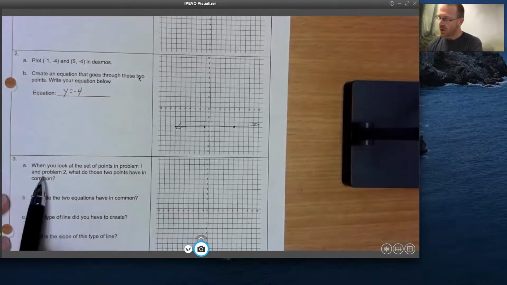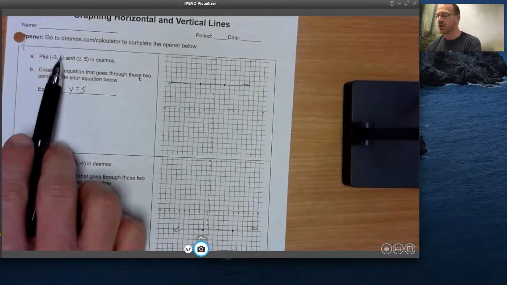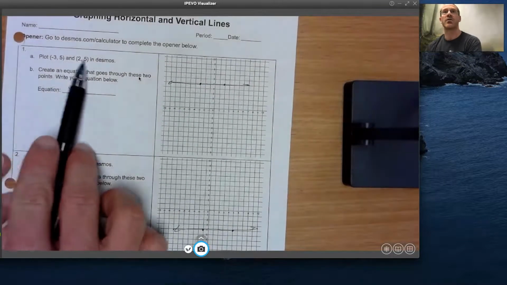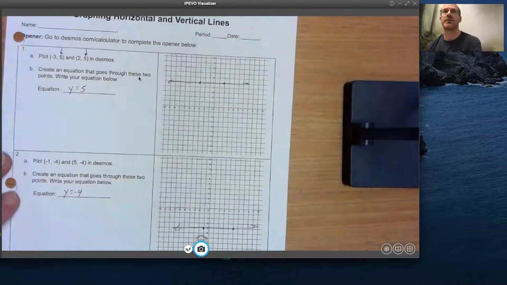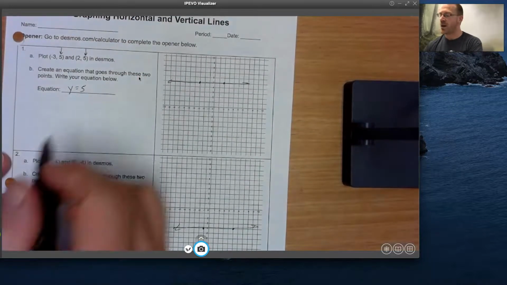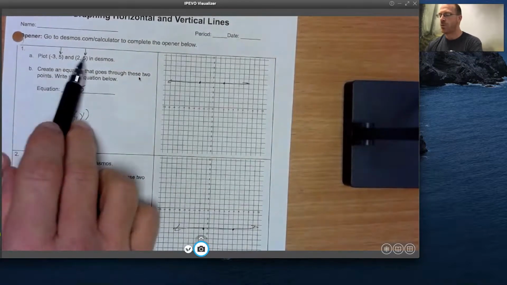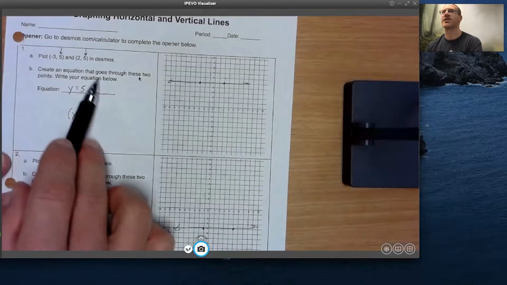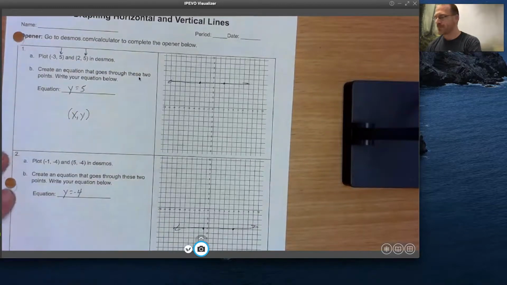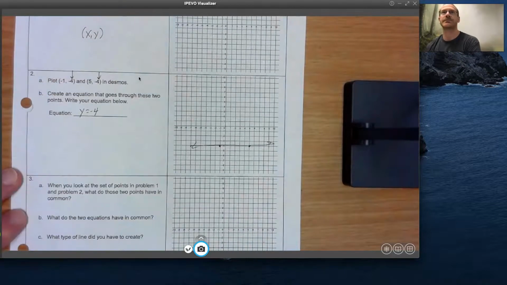So now when you look at the set of points in problem 1 and problem 2, what do those 2 points have in common? So let's go back up here. When you look at this, what do these 2 points have in common? Notice, if we think about a point, every point is an x and a y. Well, what are both these y's right here? Both of those y's are 5, and what's our equation here? y equals 5. So what do these 2 have in common? Both their y coordinates are the same.